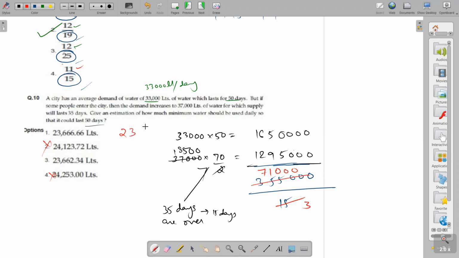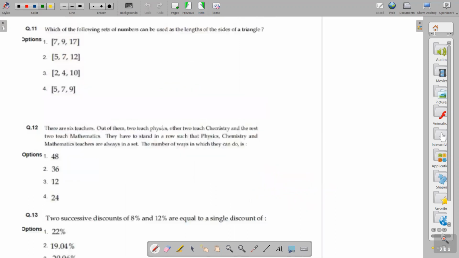This is 23666. This is the answer. Option 1 is the answer. I've used a calculator because I was messing it up over here. Anyway, let's move on. So this is the answer. You could have challenged this question. This was wrongly framed. Let's move on.